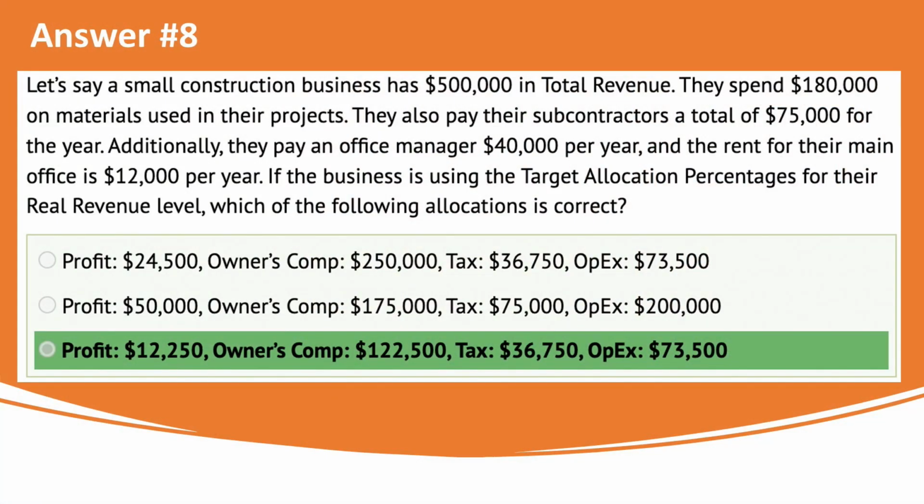Profit is going to be 5% of $245,000. So that's $12,250 in profit. Owner's comp is 50% of the 245,000, so that's 122,500 in owner's compensation. Tax is 15%, so tax is $36,750, and operating expenses is 30%. So that is 73,500. All right, so a little math, but you've got this.